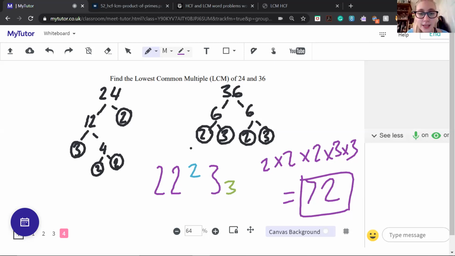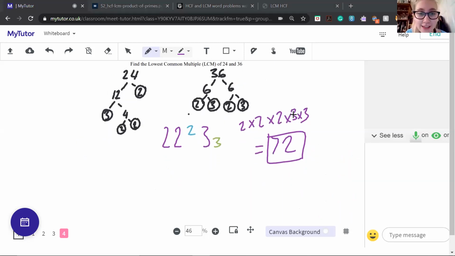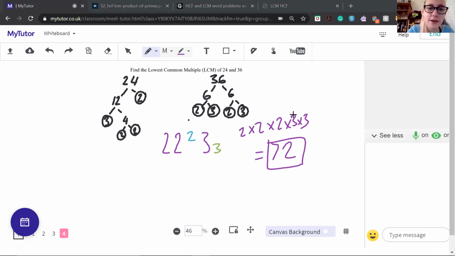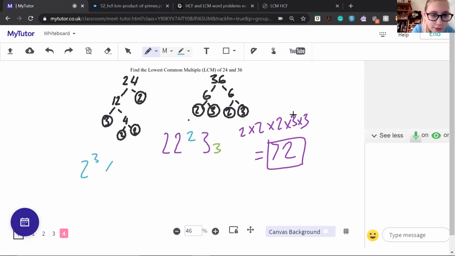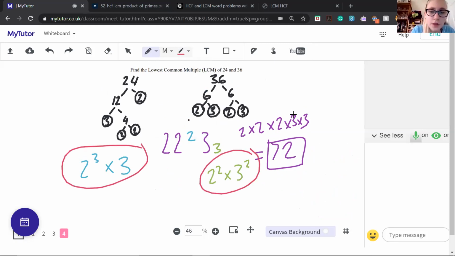Yeah, the other way to think about it, if we write this out in index form, scary maths term, it just means with powers. So if we wrote this one as 2 cubed times 3, and this one as 2 squared times 3 squared, to get the lowest common multiple, we think about the highest of each power of them. So the highest power of 2 here is 2 cubed, and the highest power of 3 is 3 squared. So we do 2 cubed times 3 squared, which is exactly what we did there.